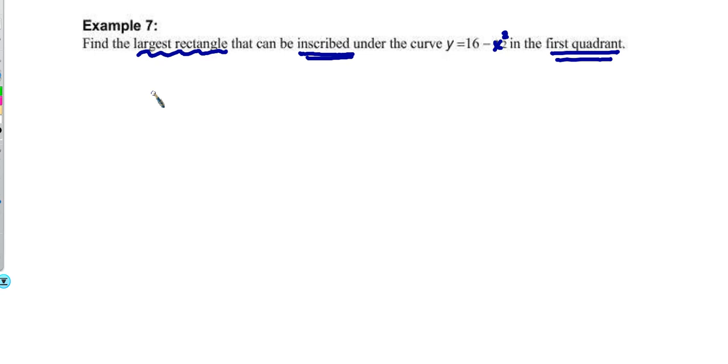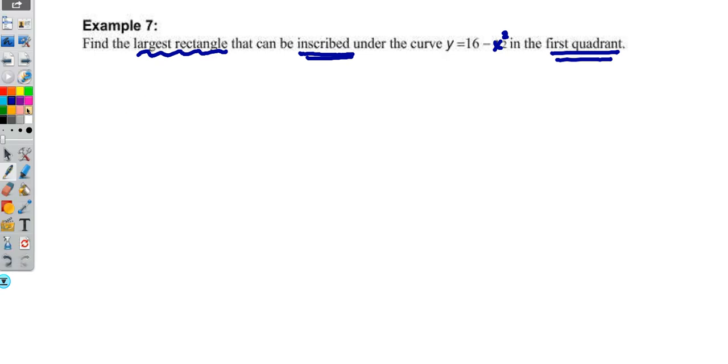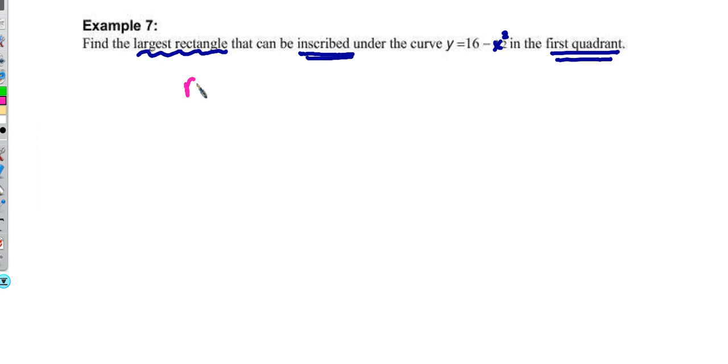What does it mean to find the largest rectangle? What do you think that we're actually going to be maximizing? And hopefully you'll be like, hey, we're going to maximize the area. So we're going to maximize our area. And we know that area of a rectangle is going to be my length times my width.